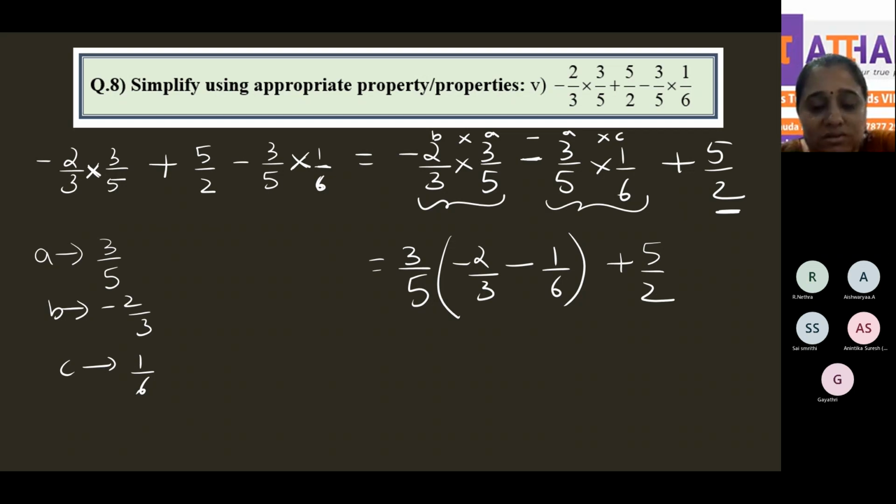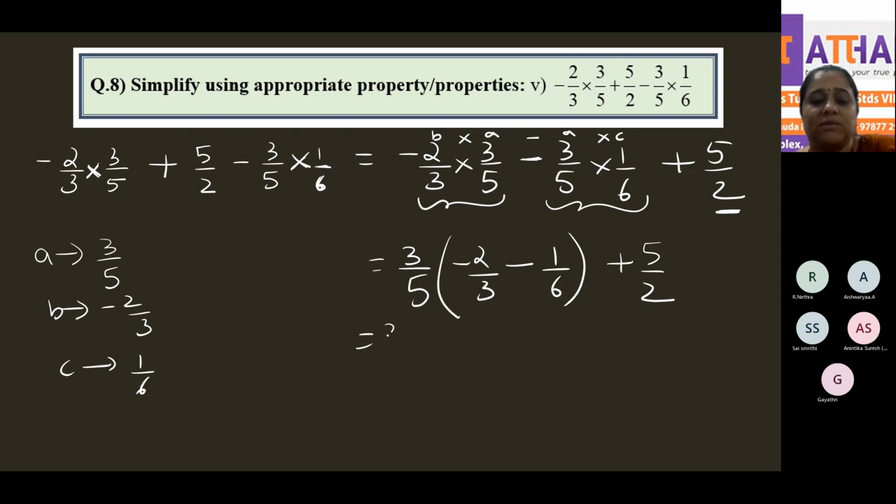Yes, online students, so far correct? Yes, ma'am. A is 3 by 5, children, not the one which comes first, but the one which is common, 3 by 5. So A into B minus A into C is A into B minus C, where A is 3 by 5, B is minus 2 by 3, and C is 1 by 6. And then the plus 5 by 2.